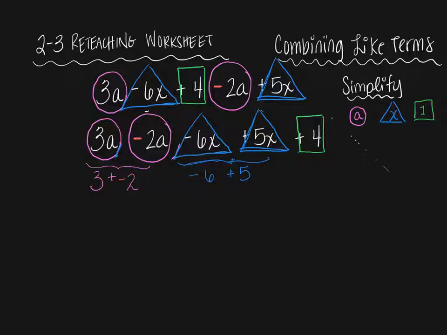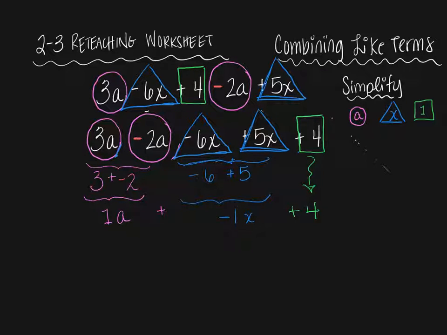All right, so if I'm adding coefficients, 3 plus negative 2 is 1a, and I'm adding everything, so my next one is negative 6 plus 5. These are my x's. And what is negative 6 plus 5? Negative 1x. And I've just got this 4, so I'm just going to bring him straight down.